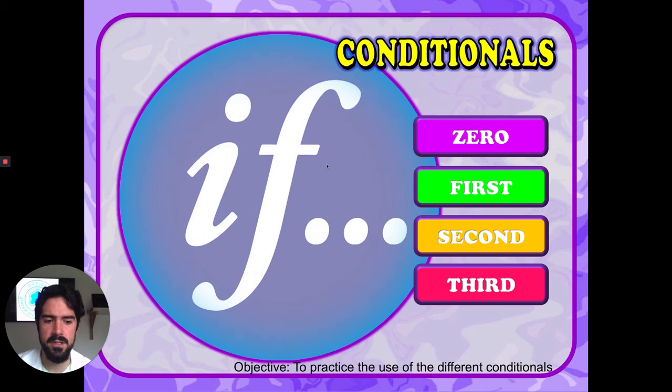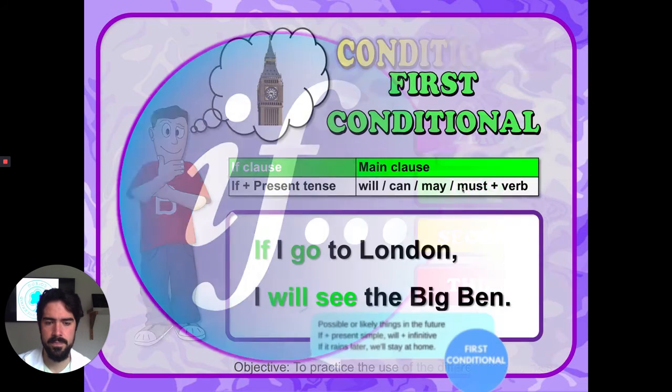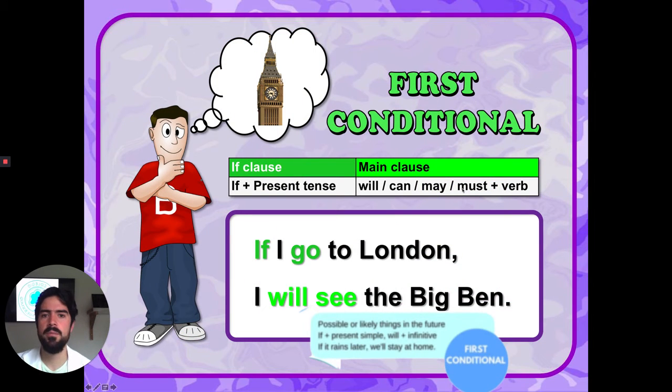Let's continue with this one. So look, remember, two parts, if clause, main clause, condition, consequence. So in the first conditional, the if clause uses present simple tense. Okay, if plus the present simple tense. And the main clause uses will or can or may or must and the verb in present. The usual in this is to use will, okay?